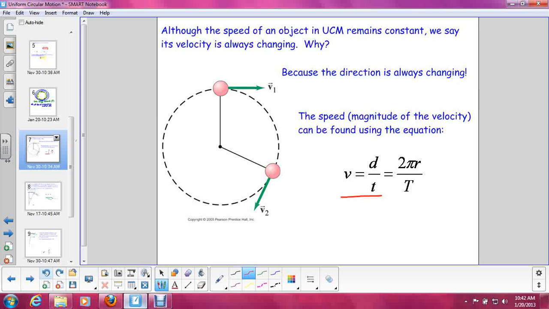When we talk about a circle, we know the distance traveled for one complete circle is the circumference. And if we're talking about how long it takes to travel in that one cycle, that is the period. So to find the velocity of an object moving in uniform circular motion, we take the circumference, which is the distance it travels for one circle, and divide it by the period, which is how long it takes to do that one circle.